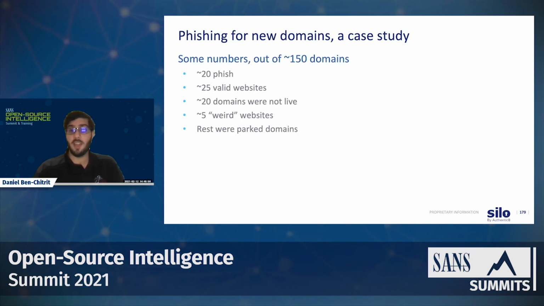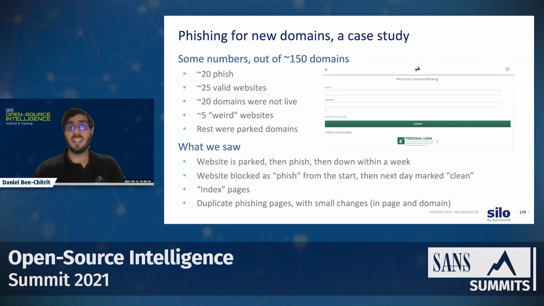Some of the things we saw that were interesting were these 5 weird websites. These are things like showing a file system, a malicious website which is not a phish, or something that looked fishy but we couldn't easily confirm that it was a phish. I didn't spend too much time checking on those, but we might have been able to determine if they were phish later. And then the rest of these were parked pages, domains for sale, the things you would normally expect when looking at newly registered domains.